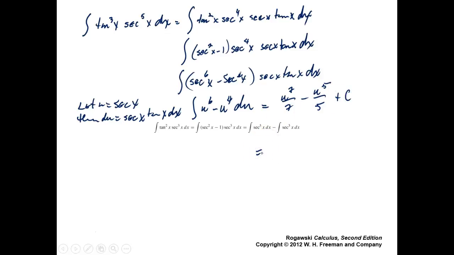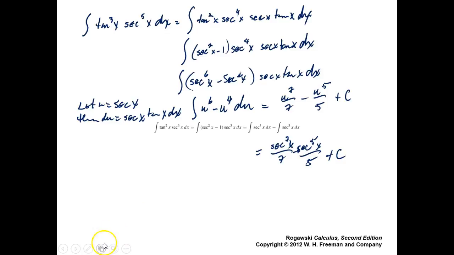And then you plug back in, and what do you have? Secant 7th x over 7 minus secant 5th x over 5 plus c. And let's see if that's what they got. That's what they got. Good for them. Okay. Now, the next one they do here in the new edition is almost like the one they've got here, but not quite. So we'll do the one in our book.